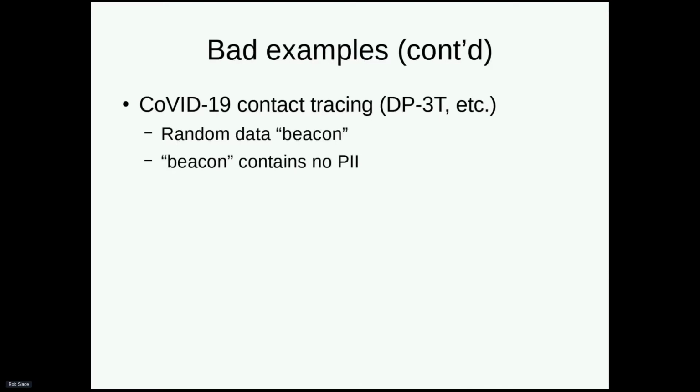But COVID-19 contact tracing uses random data as a beacon. And the beacon does not contain any personally identifiable information. So again, that isn't really encrypting the data. That is just using completely random data, but it is useful for that purpose without betraying any personal information.